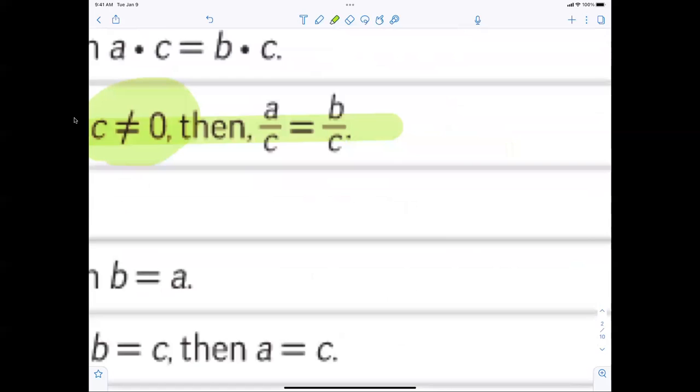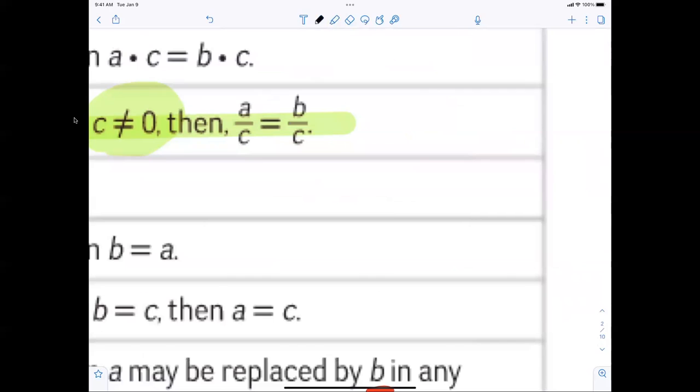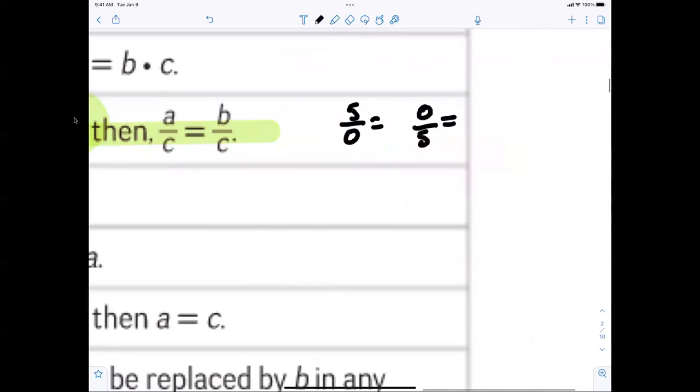Now, how do I remember you can't divide by 0? So here's what I do. 5 over 0 and 0 over 5. What's 0 divided by 5 and what's 5 divided by 0? 0 divided by 5. What is 0? Exactly. And 5 divided by 0 we say is undefined. We don't know what that is.